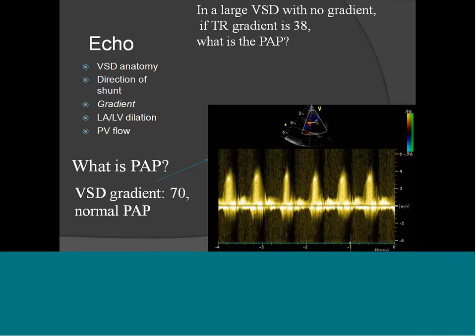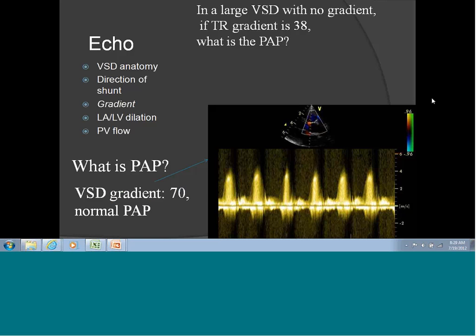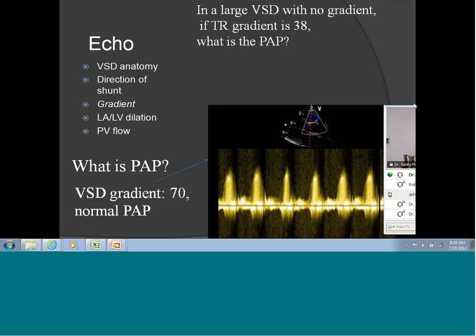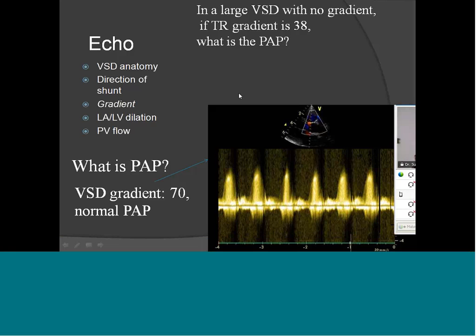Now, let me ask you the question on top. In a large VSD which has no gradient, okay, you've got a large VSD, there's no gradient, so you apply your PR very carefully, and the PR gradient is 38. What is the pulmonary artery pressure? Systemic, but PR is 38. Definitely, locked in? Yes, the answer is it's still systemic. And so there's no value. So that was a trick question, guys.